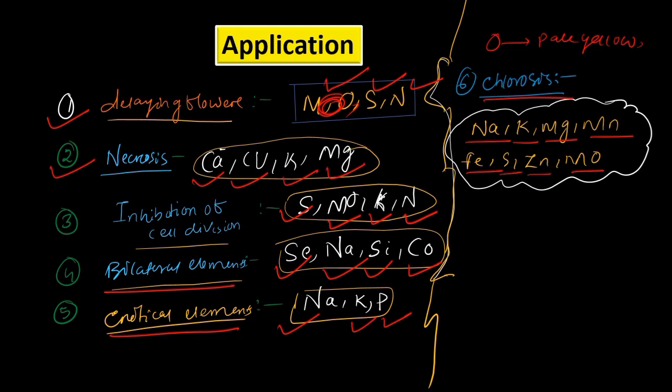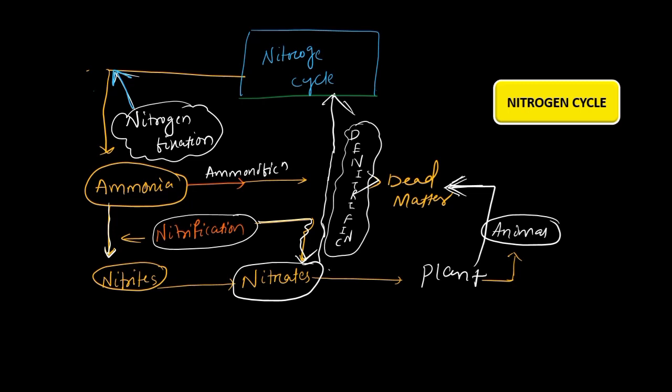These are the total applications of different minerals, and how these minerals affect different types of deficiency diseases and how that affects plant growth and development also. Next concept is called the nitrogen cycle.